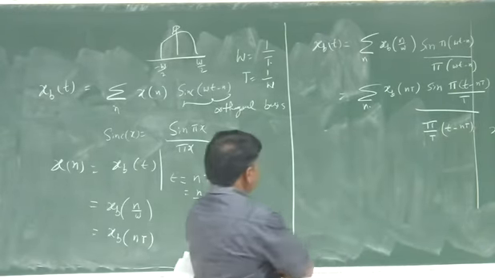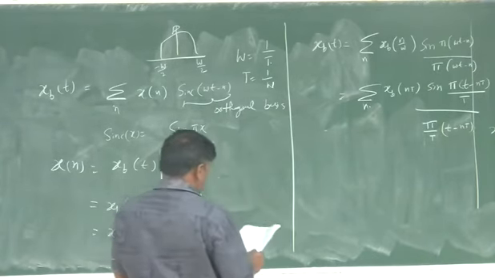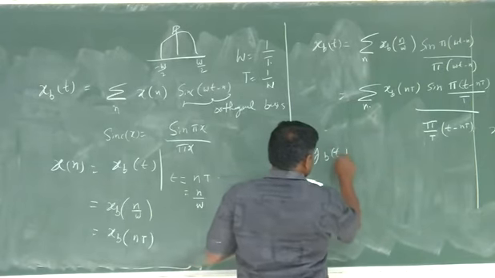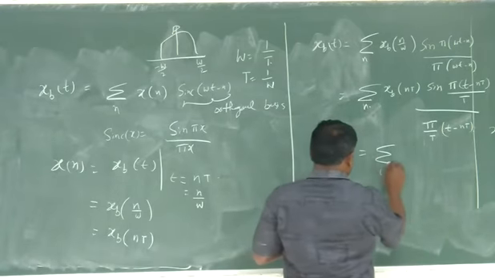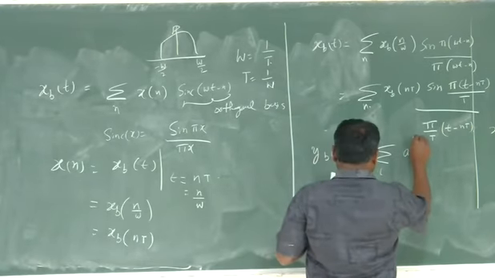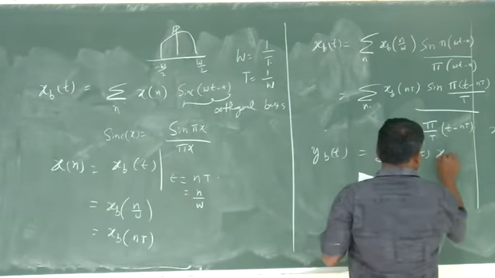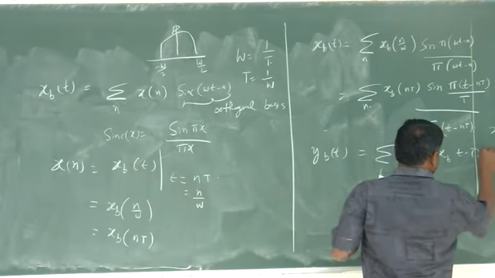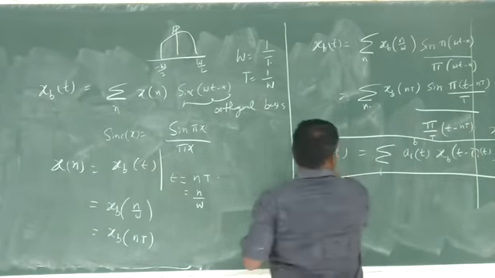Given xp of t, what is the relationship between y of t and xb of t? Yb of t is equal to the summation over i of ai xb of t minus tau i of t. Remember this? Derived it?